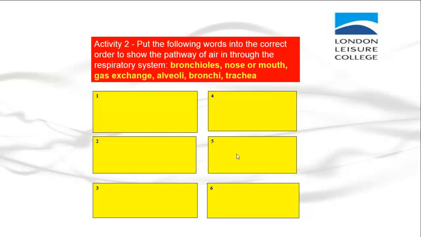So the next activity that I'd like you to do is put the following words in the correct order to show the pathway of air in through the respiratory system. So the words are bronchioles, nose or mouth, gas exchange, alveoli, bronchi or trachea. So pause the video and complete this activity.